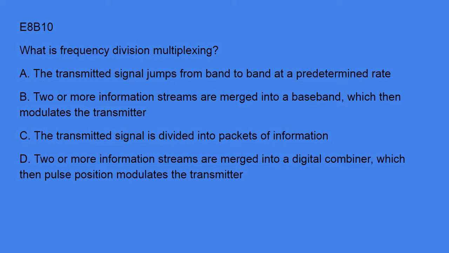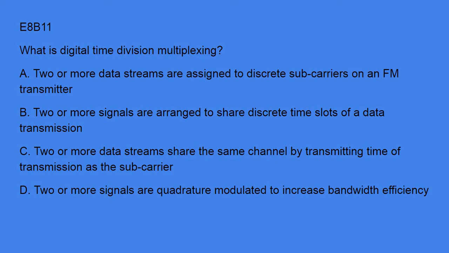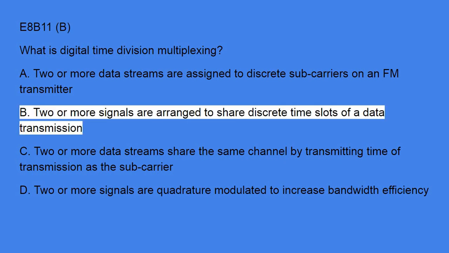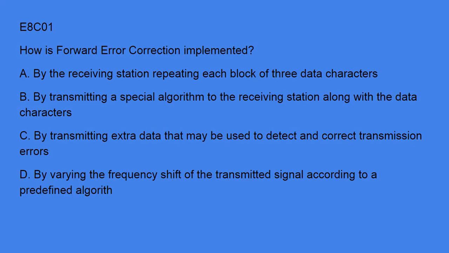E8B10, what is frequency division multiplexing? That is, two or more information streams are merged into a baseband, which then modulates the transmitter. E8B11, what is digital time division multiplexing? Two or more signals are arranged to share discrete time slots of data transmission. E8C covers digital signals, digital communications modes, information rate versus bandwidth, and error correction.